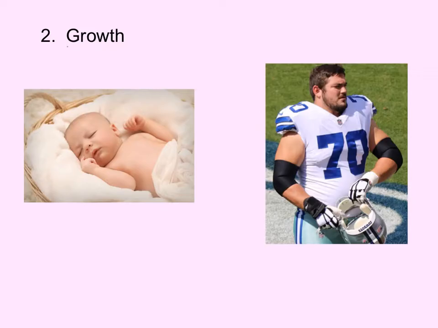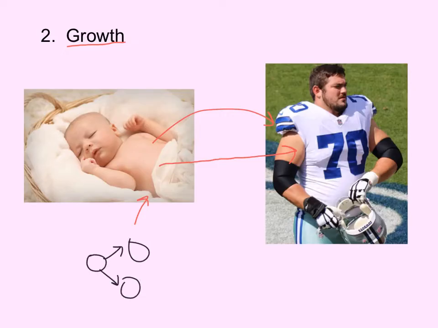Alright, so growth, that's one reason why we need new cells. This can be pretty quick. Obviously, this little guy right here probably weighs 8 to 10 pounds, where like 20 years later or so, he can turn into this guy. He probably weighs over 300 pounds. Well, what do you need more of when you go from a baby to this big old offensive lineman? Well, you need more cells. So you're going to need your existing cells to divide to make new cells. And then those new cells will also divide to make even more cells. So that's what cell division is.